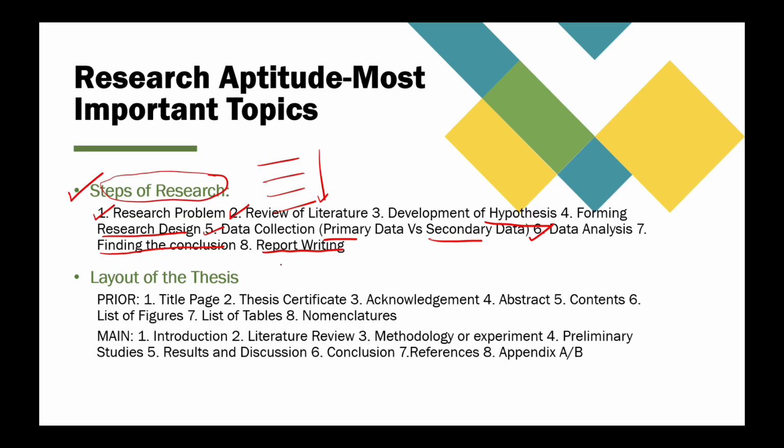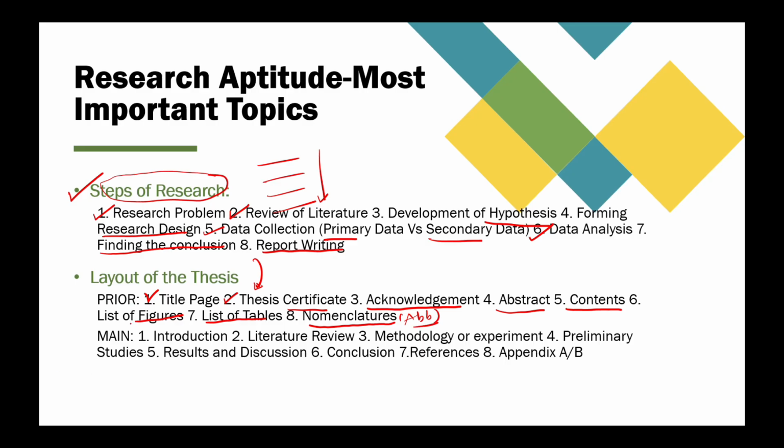Okay, then the next important topic is the layout of the thesis. There are some prior pages in the layout which are very important to be presented in a thesis. The first page of a thesis is called the title page, and after that we have the thesis certificate and acknowledgement. Then we have the abstract of our thesis and contents, list of figures, list of tables, followed by nomenclature or abbreviations.